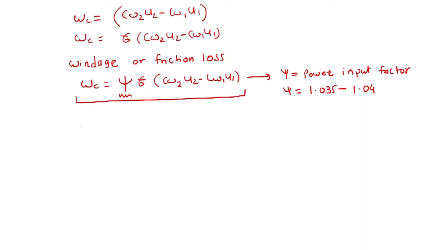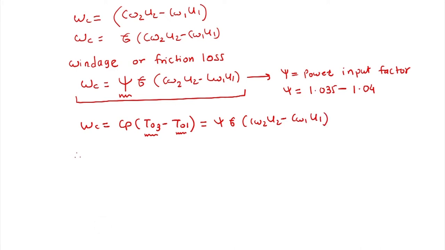But we know thermodynamically Wc is equal to Cp into T03 minus T01, where T01 is the total temperature at the inlet to the impeller and T03 is the total temperature after the diffuser, where we have the pressure risen to the desired value. So this becomes equal to psi sigma Cw2 U2 minus Cw1 U1. So we can calculate the stage delta T0, which is T03 minus T01, equal to psi sigma divided by Cp into Cw2 U2 minus Cw1 U1.